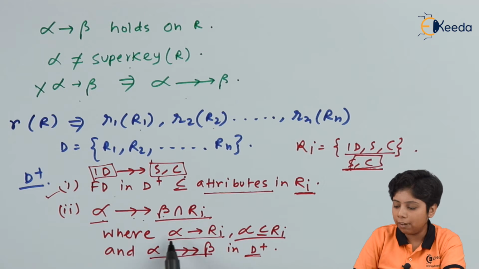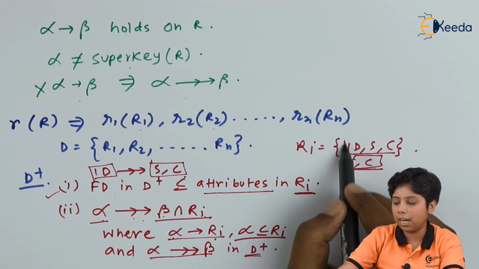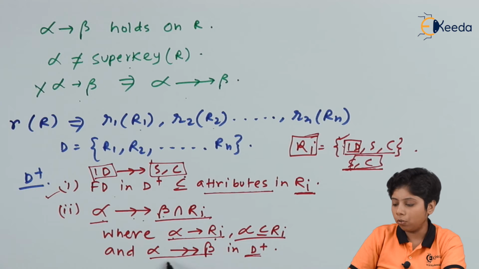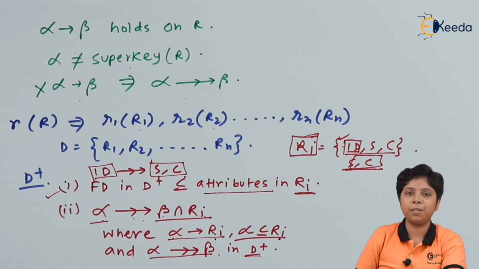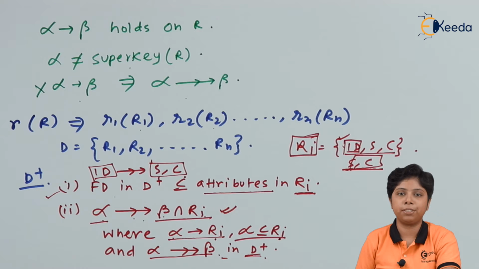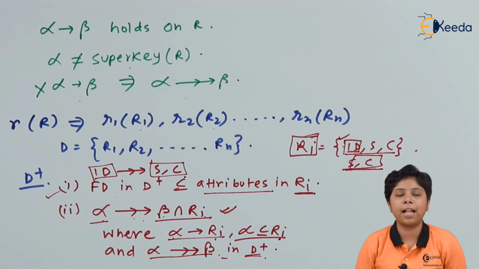Now if and only if alpha defines Ri, obviously ID will uniquely identify the Ri, and also alpha is a part of the Ri, and then alpha defines beta is in the D plus. That means the first one is in the closure of this attribute set. Then we should meet the restrictions of the 4NF decomposition carefully. Now we will see an algorithm for how to decompose into a 4NF normalized form.